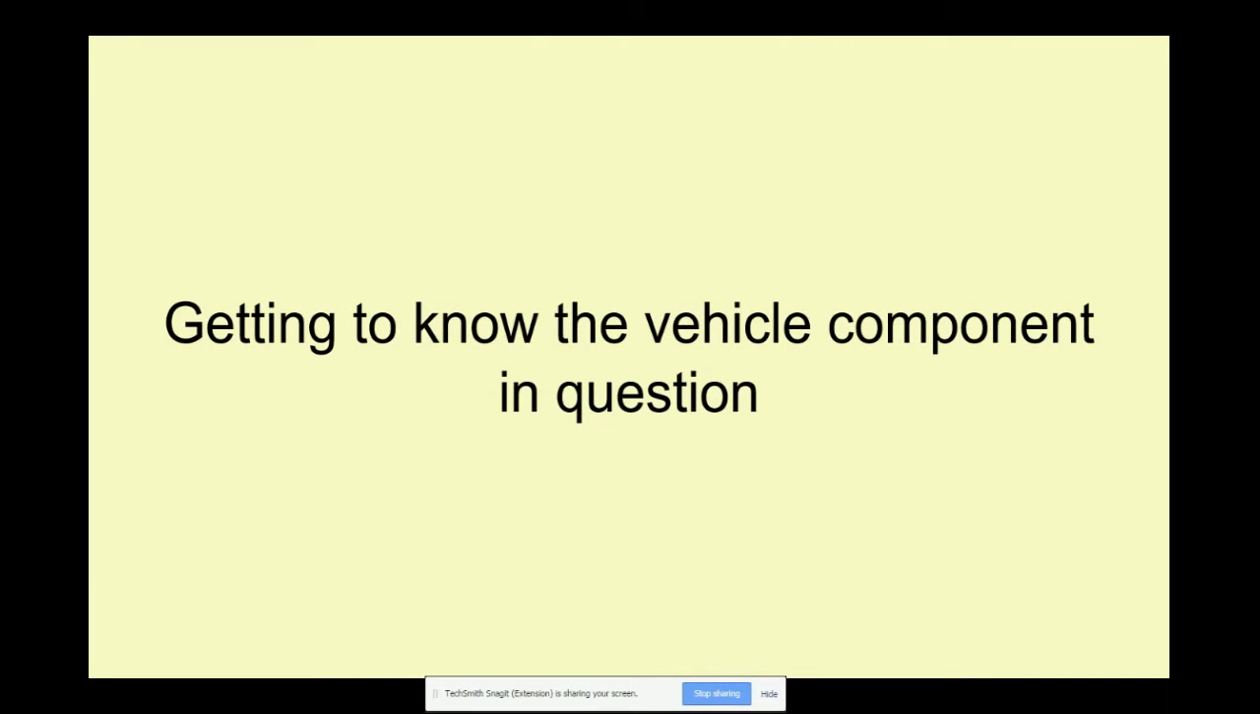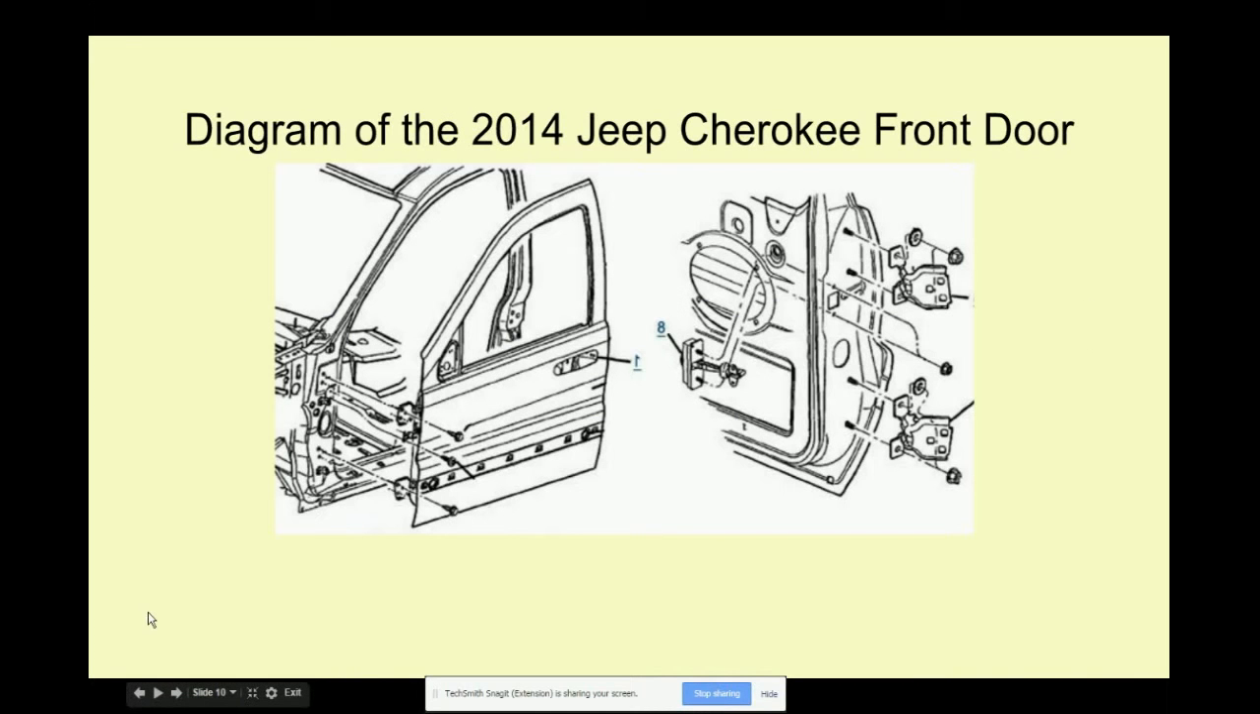Getting to know the vehicle component in question. Here we see a diagram of the 2014 Jeep Cherokee front door. You can see all the internal components and the panels. You can also see how there's space between the two panels. That'll become important later.